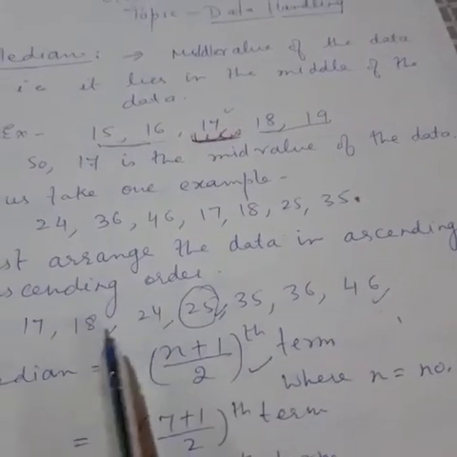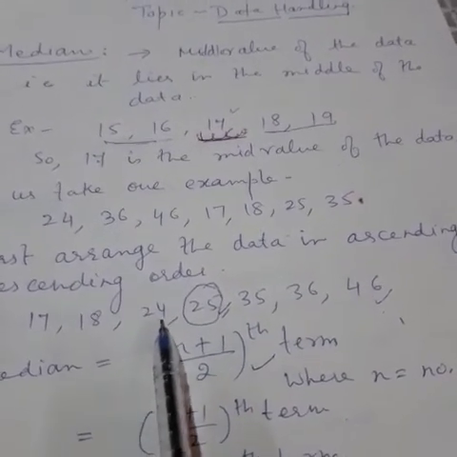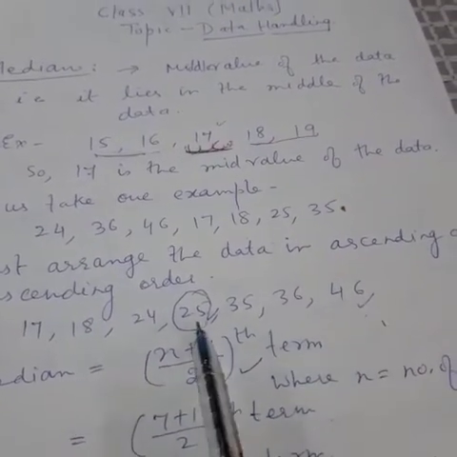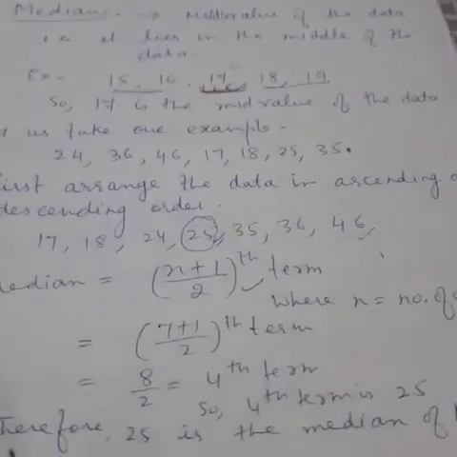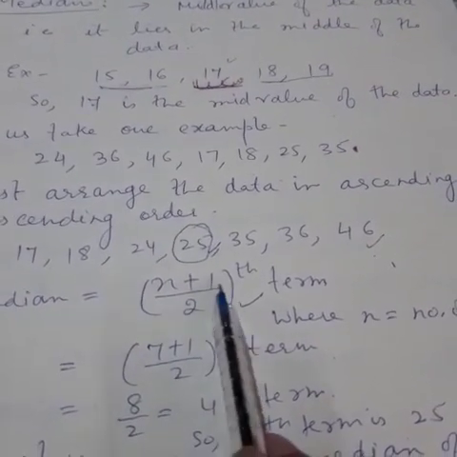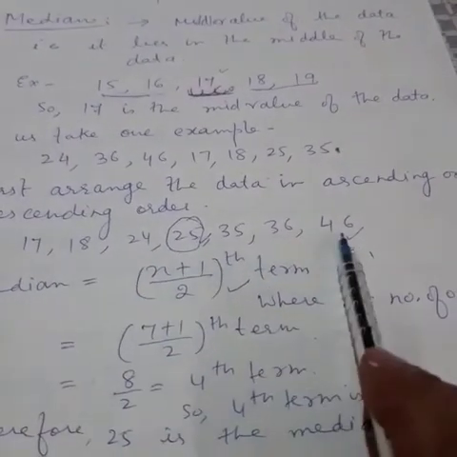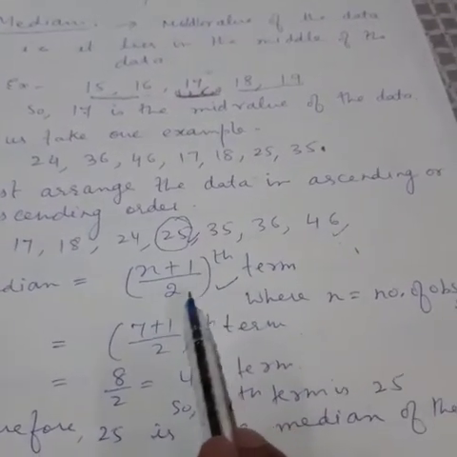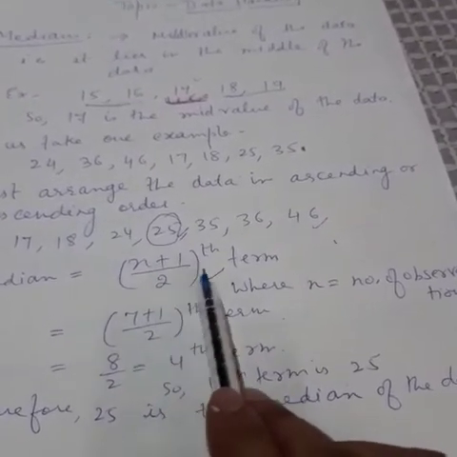46. So you can see 7 observations are there. Here there are 3 terms before the fourth term and 3 terms after the fourth term. But we have to apply the formula: median is equal to (n plus 1) upon 2th term. n means the number of observations. So how many observations are there? There are 7 observations: 1, 2, 3, 4, 5, 6 and 7.